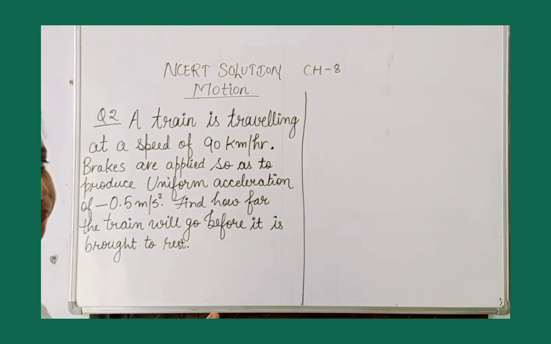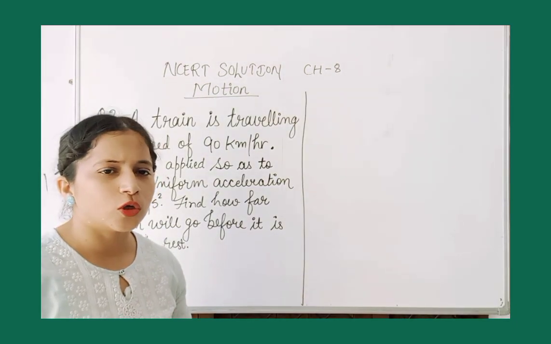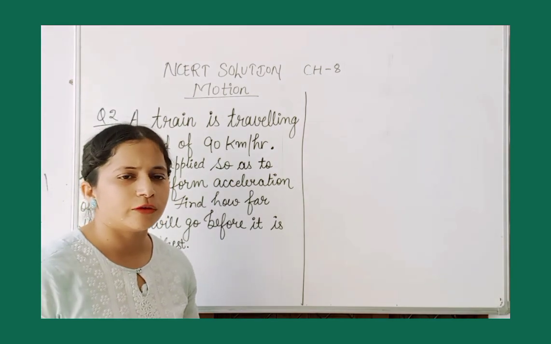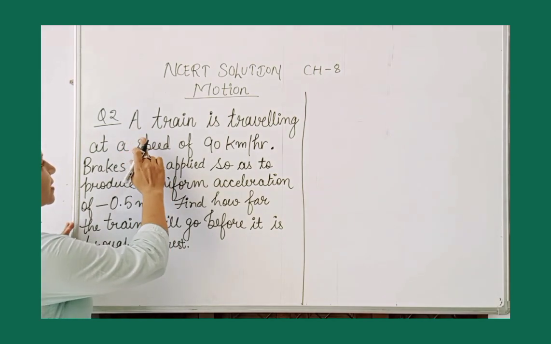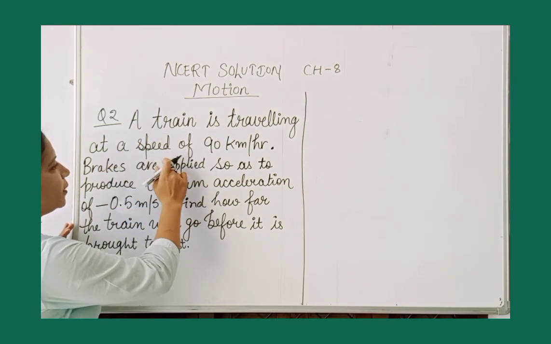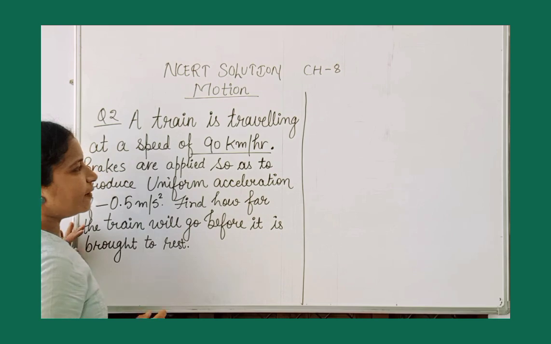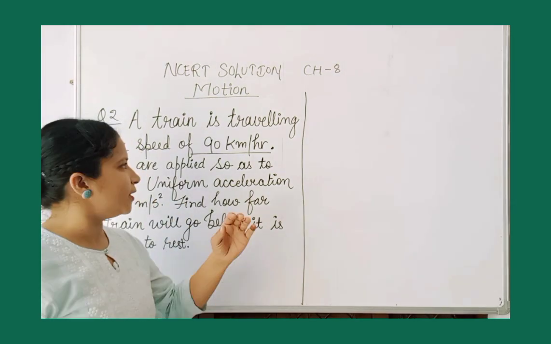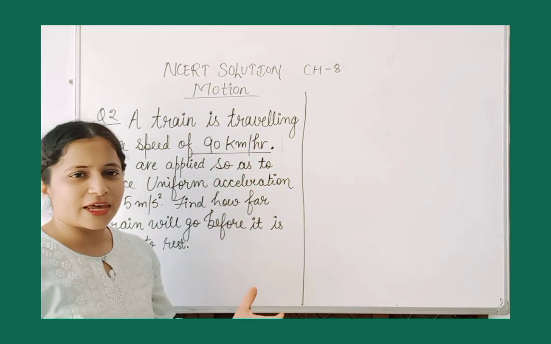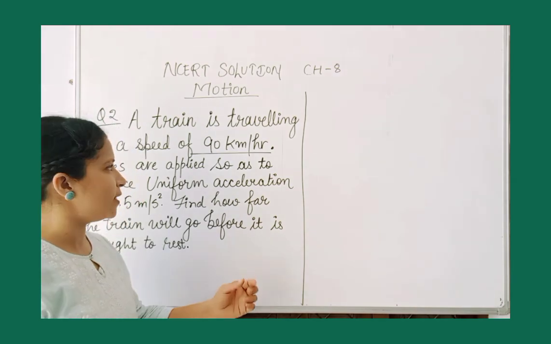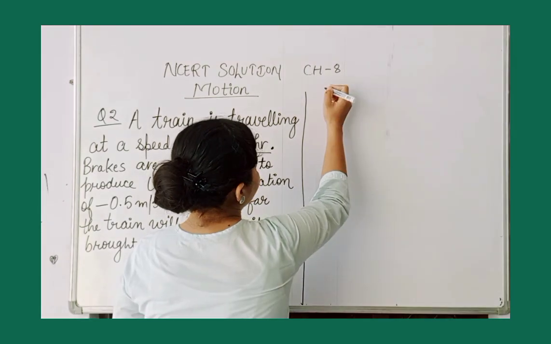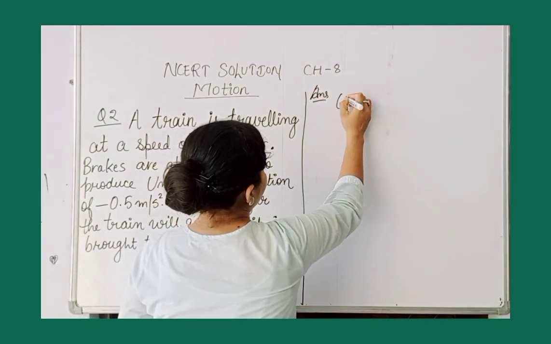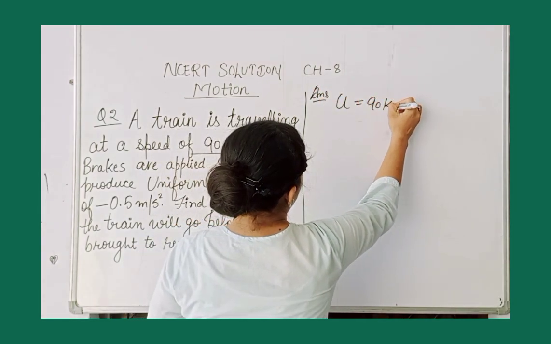I hope you are understanding what I want to explain by solving these kinds of numericals. So let us move to the next question. The next question says that a train is traveling at a speed of 90 km per hour. Whenever in any question it is given traveling, moving, covering, like continuous tense, it means the speed given is to be taken as the initial velocity or initial speed, that is 90 km per hour.